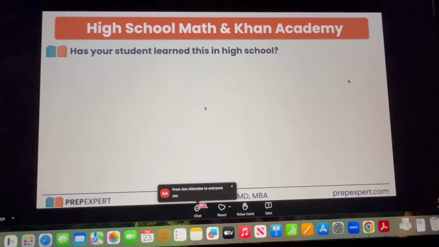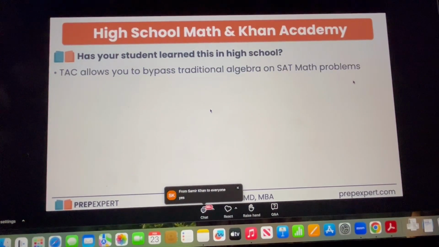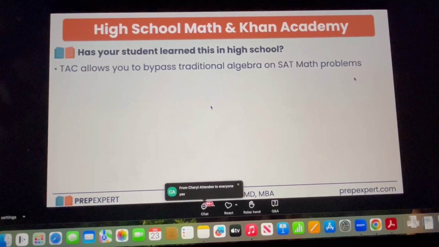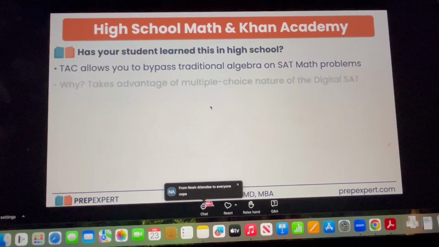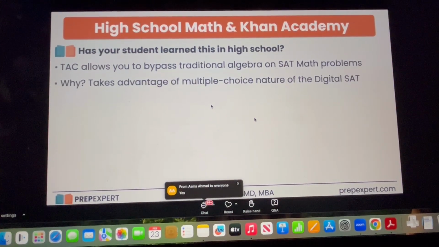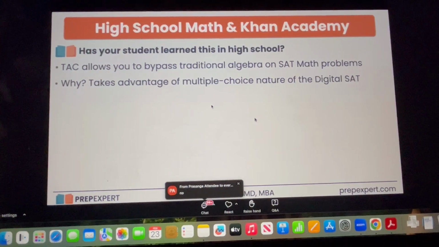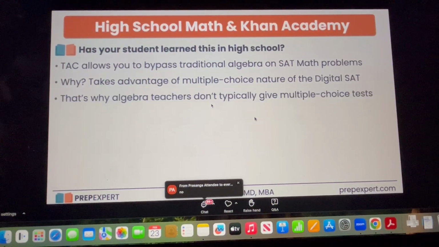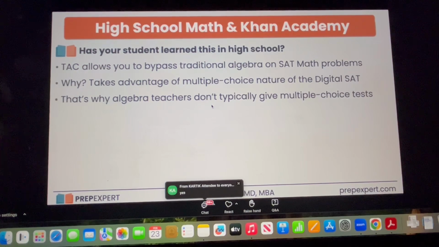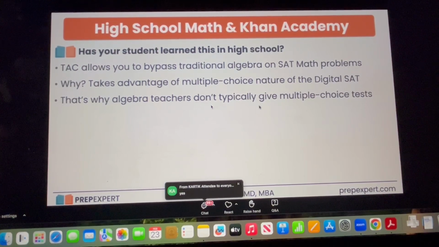As your student learned this in high school, I'm guessing some of you might have, some math teachers do teach this, but most don't. Testing answer choices allows you to bypass traditional algebra on SAT math problems. Why? Because it takes advantage of the multiple choice nature of the digital SAT. This only works because the SAT has multiple choice questions. Does anyone know why algebra teachers don't typically give you multiple choice tests? Why does your algebra teacher in high school not give you a multiple choice test?